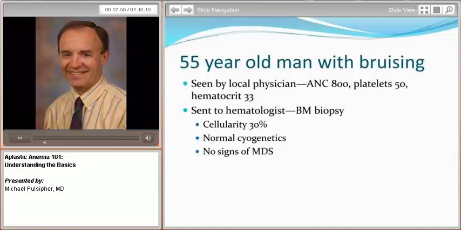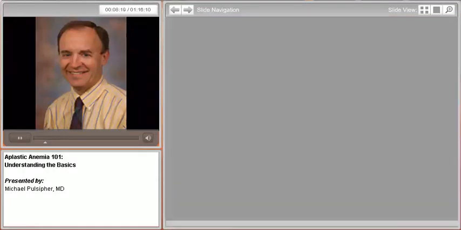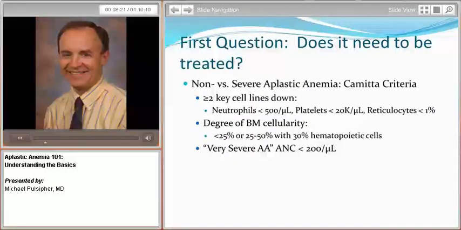That man is then sent to a hematologist, and he has a bone marrow biopsy. Remember I mentioned to you that the bone marrow that's severely affected and has aplastic anemia has more fat and fewer cells. In this case, cellularity is 30%. Tests are sent to make sure that there aren't any genetic abnormalities found in those cells that might show an early evidence of leukemia or myelodysplastic syndrome, and those are normal. So what do you do with this particular individual? This particular man falls into a category of what we call non-severe aplastic anemia.